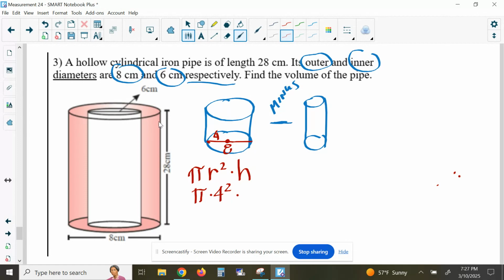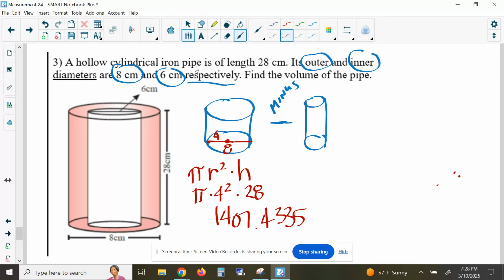The height of this whole thing is 28. So we're going to have to put that all in our calculator. Pi times 4 squared times 28. So put that all in your calculator. So I've got 1407.4335.